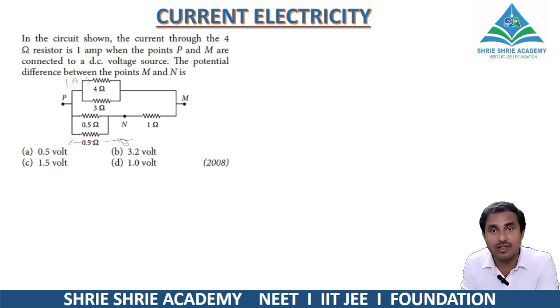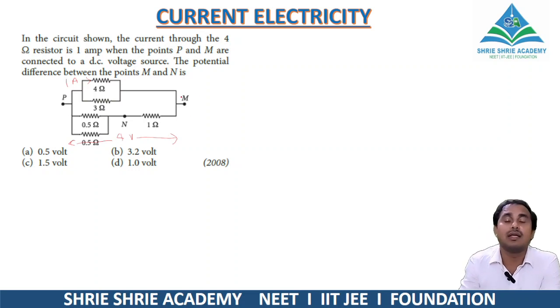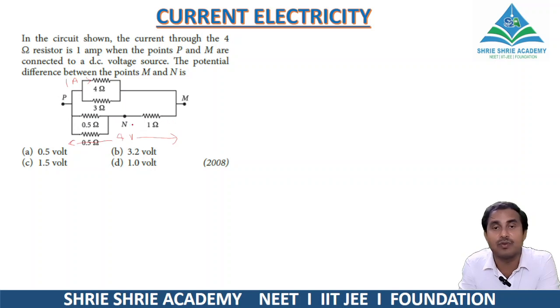Okay, total voltage is 4 volt from this point to this point. Total is 4 volt, right? So current is 1 ampere here, and voltage is 4 volt from this point to this point.